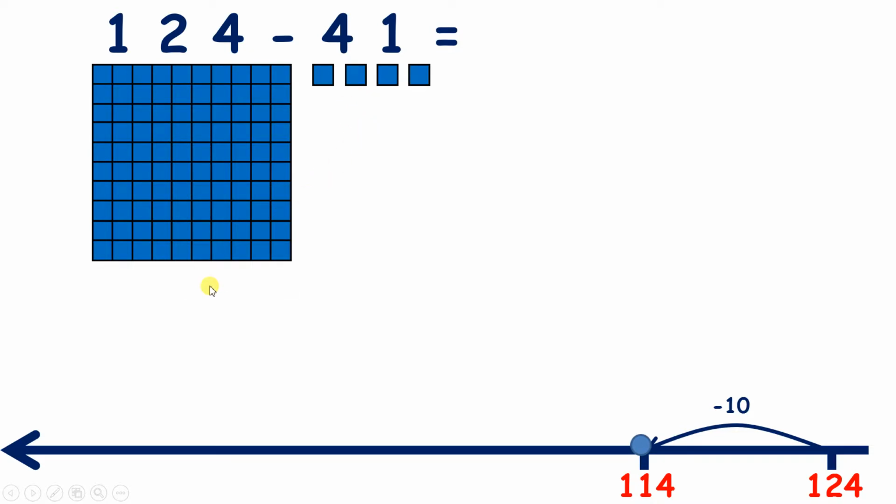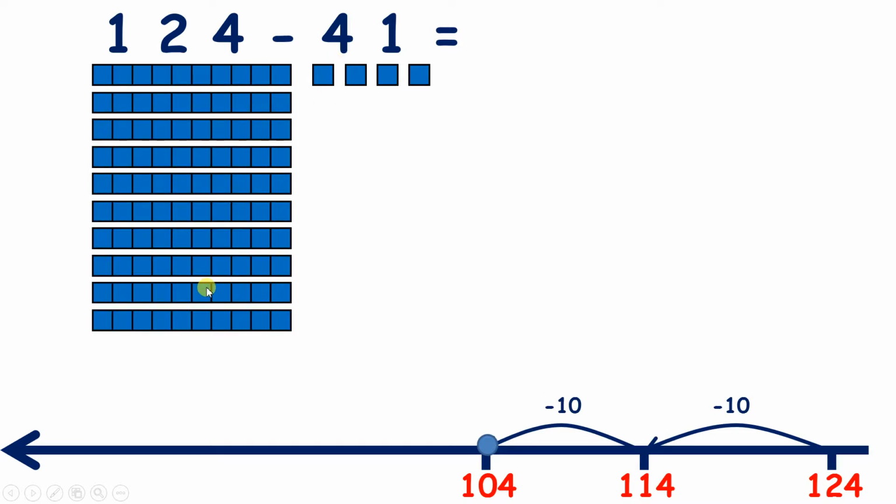Subtract another 10 and we have 104: 100 and 4 units. So we've subtracted 2 tens, but we need to subtract 4 tens. So what are we going to do? We can exchange 100 for 10 tens. Or sometimes, rather than exchange, people say we can regroup 100 as 10 tens.